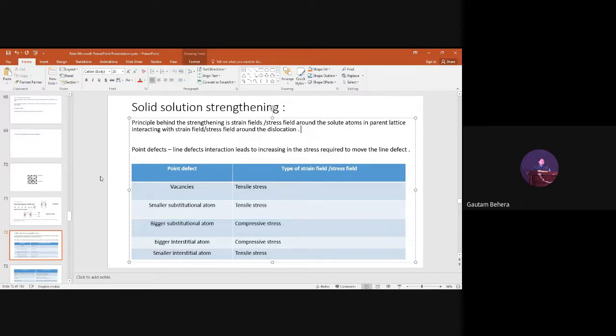What kind of field will be there? Bigger substitutional atom. Just imagine you are adding a bigger substitutional atom into a lattice. What kind of field will be there? Compressive field. Compression, very good. Because it is bigger, it will push the nearby atoms. Very good. So if a smaller substitutional atom will be there, what kind of field?